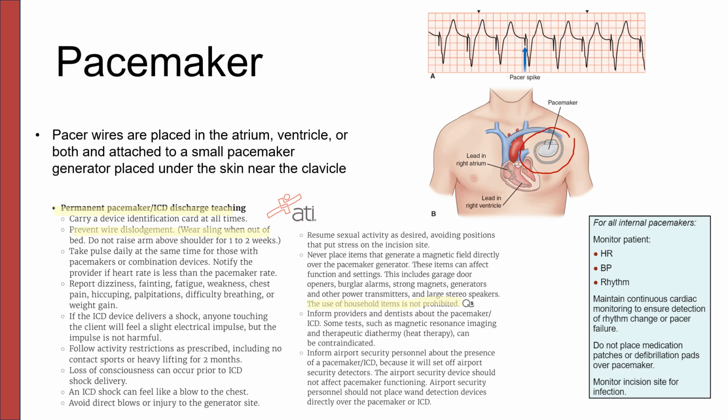So I included this screenshot from ATI because it shows the permanent pacemaker slash ICD discharge teaching. Very important that the patient goes home and they know what to do and what not to do with their new pacemaker. I went ahead and highlighted some areas here. One is prevent wire dislodgement. So during the recovery period, about 1 to 2 weeks, they should wear a sling when out of bed and they should not raise their arm above the shoulder. That can dislodge those brand new placed wires in there. That would be bad. Take a pulse daily.